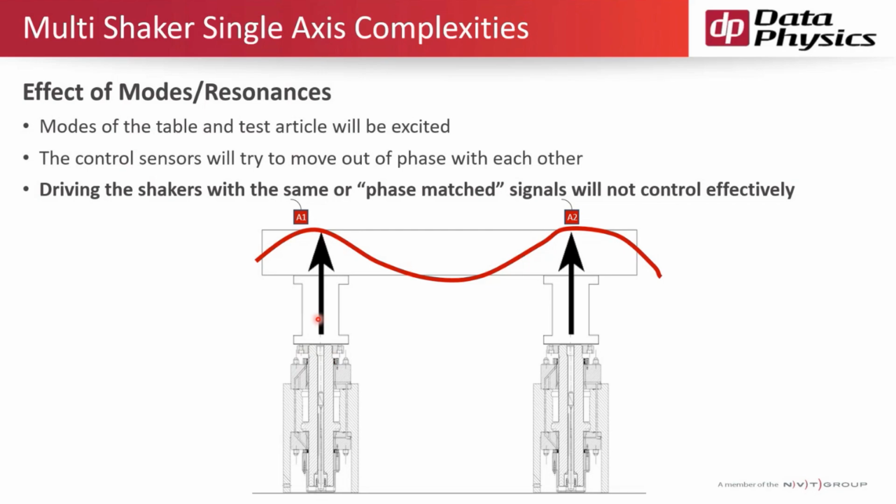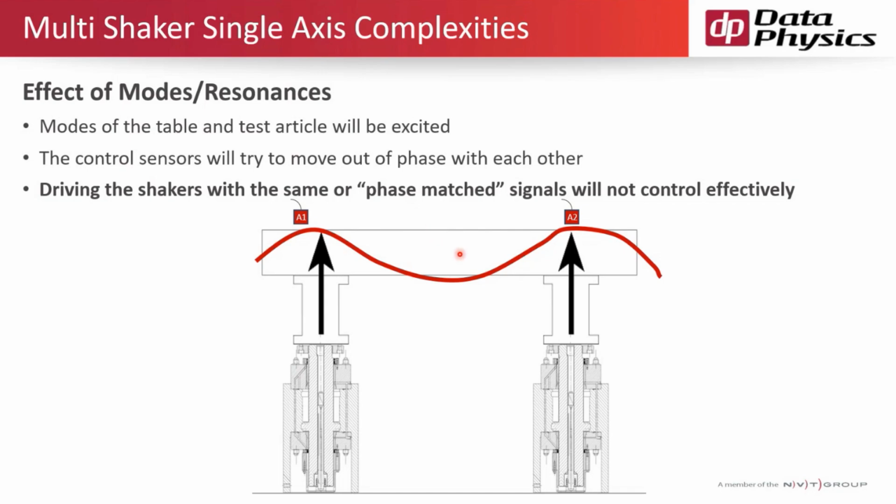Or if you have some phase matching algorithm running on the output channels that's inverting the phase or doing something to try and keep the shakers in phase, unless you're doing true MIMO control, where you're measuring the response from both shakers on both accels, driving the shakers with some sort of phase matched signal is not going to effectively control the setup past your first resonance.